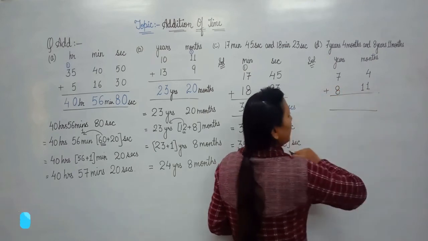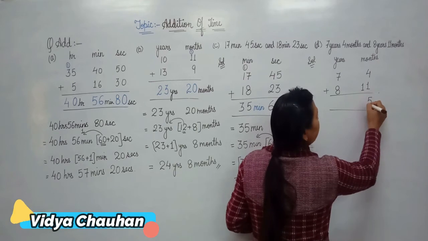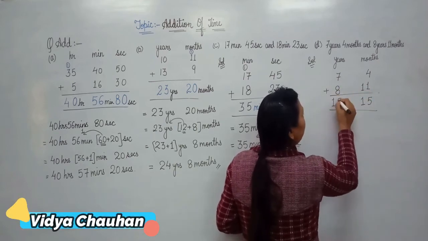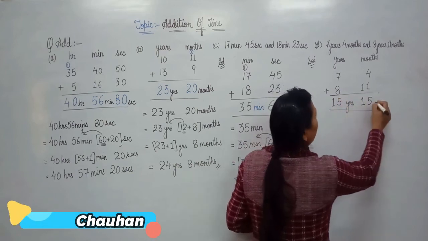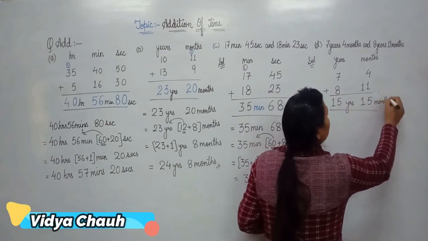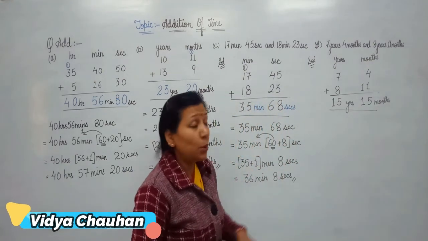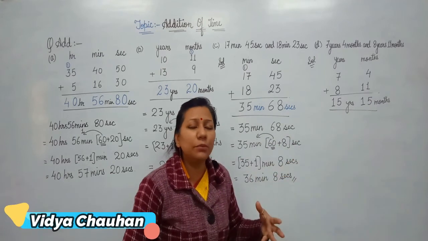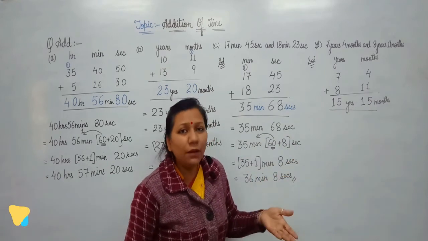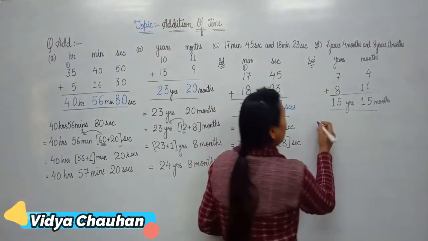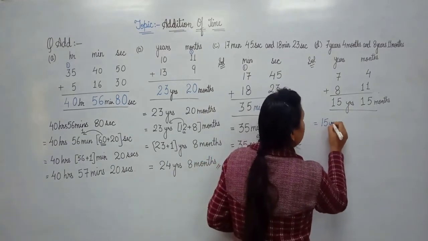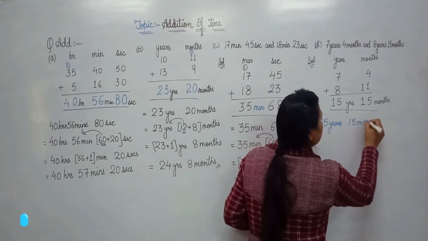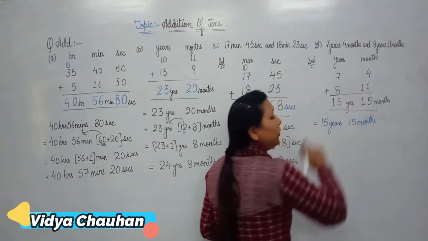Now add the values. 4 plus 1 is 5, then 1, 8 plus 7 is 15. So the value which we get is 15 years and 15 months. Once again, we don't have a value of 15 months because the maximum months in a year is 12 only. So once again, let's do the pairing up of this. So we will write it as 15 years and 15 months. This is the sum total when we have added the values here.